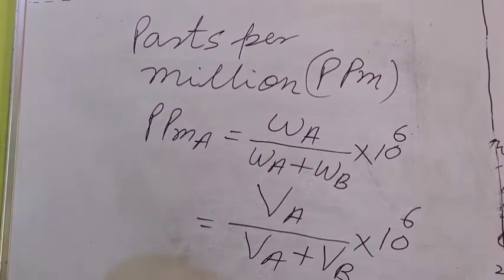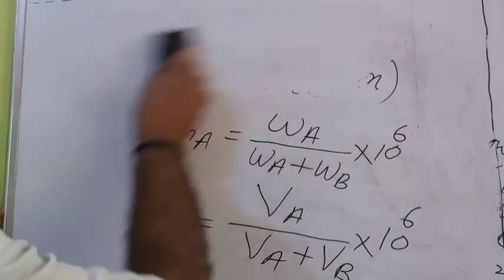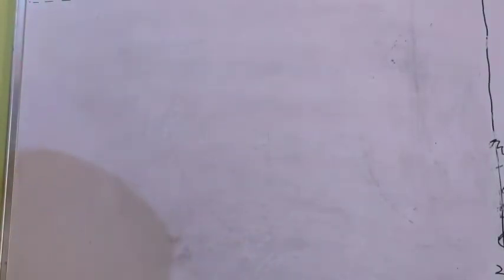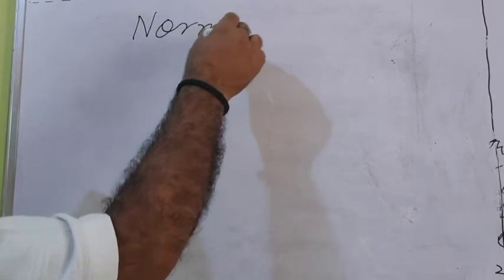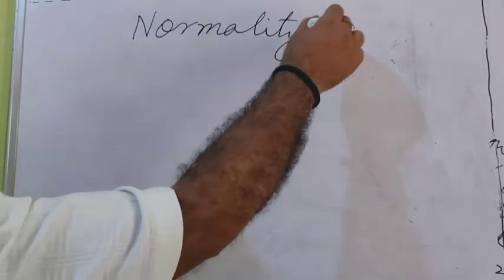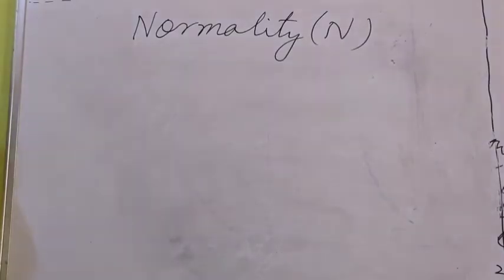Now there is one more, that is normality, but actually that is not in your syllabus, but it is used for practical purposes. So the last method for expression of the concentration of a solution is normality, represented by capital N. So normality is the number of gram equivalents of solute, listen seriously, present per liter of solution.